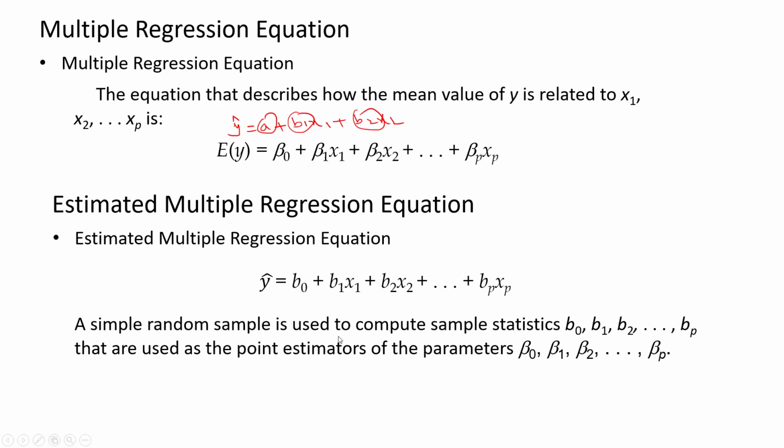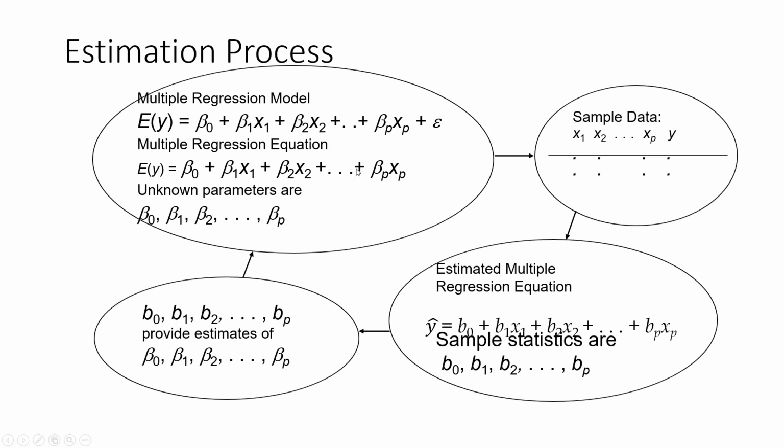A simple random sample is used to compute sample statistics. So these are the slopes. These are used as the point estimate of the parameter. So you can write it this way or that way, so you do not need to be confused.